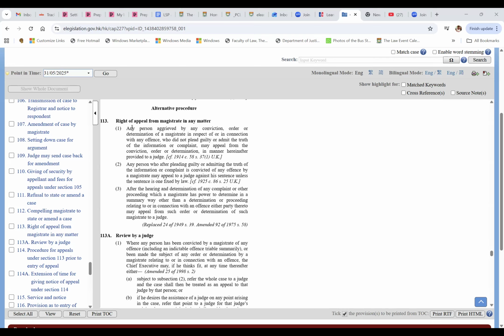But the prosecution cannot rely on subsections 1 or 2 of section 113. So let me just stop sharing for a minute. And here, let's go back to our slides.